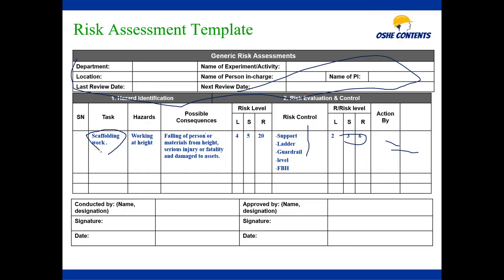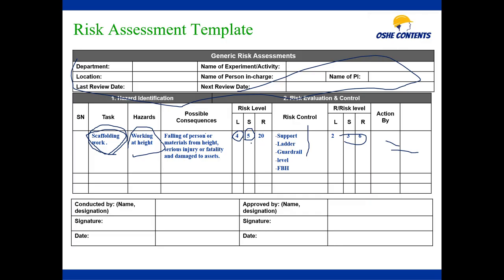So here we can see scaffolding activities. What will be the scaffolding activities? This is just generic, this is our idea. In scaffolding activities there is working at height and many others, but I have just mentioned working at height for you. So what will be the possible consequences? Falling of persons or materials from height, serious injury or fatality, and damage to assets. Scaffolding can be erected by more than one or two people. If it collapses, people working below, or the person who is up, may suffer fatality, which is more than two. What is that? Catastrophic, right? Yes, it's 5, catastrophic, because of the chance of multiple fatalities, and the likelihood is 4. Why? Because there is still a chance of falling, but it's not high. That's why it's not 5, it's 4.